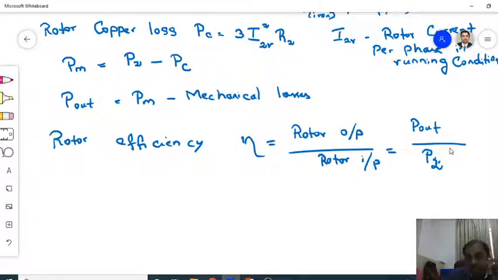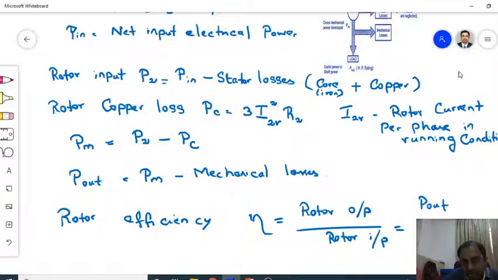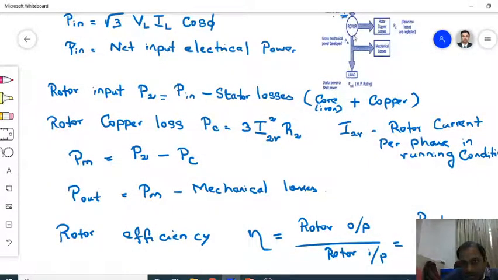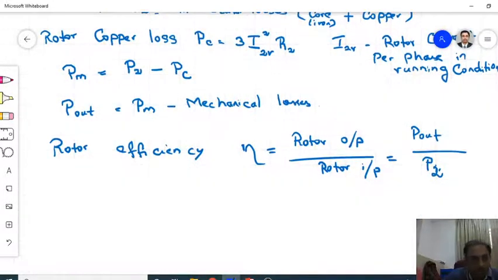Rotor efficiency is rotor output by rotor input. Rotor output is P out. Here you see, this is a rotor. Rotor output is P out, and rotor input is P2.